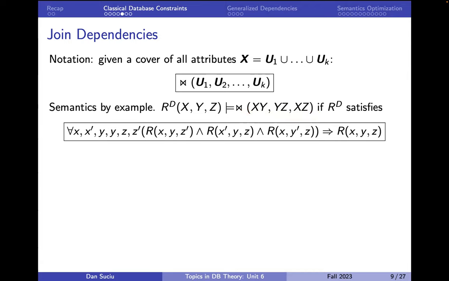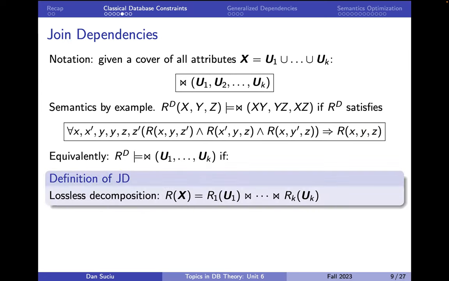How do we write this in logic? If you think about this, we want to say that whenever there is an XY and a YZ and an XZ in the relation, then we have XYZ in the relation. But how do we say that XY is in the relation? Well, what we need to say is that there is another Z' such that Z' can have any value, but the tuple X, Y, Z' is in the relation R. And similarly, YZ is in the relation R and XZ is in the relation R. And if all this happens, then XYZ is in the relation R. Yeah, it's just logic.